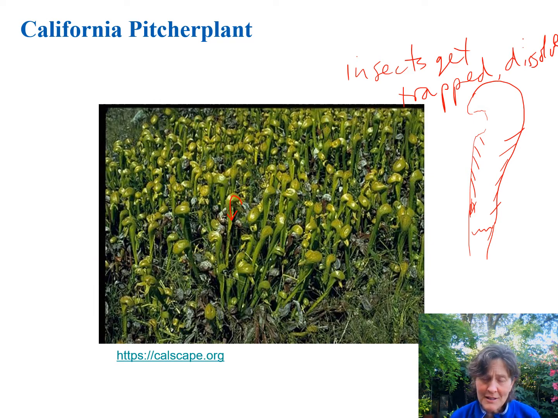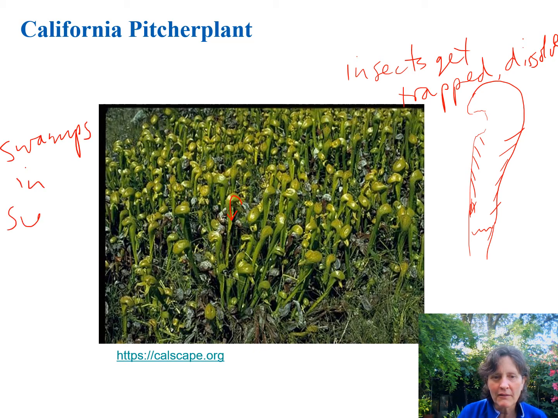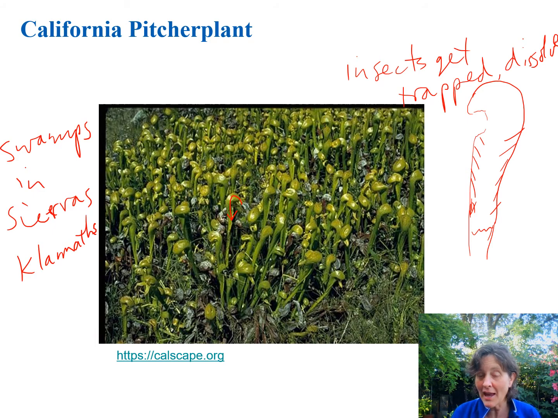And you can see these are green, so they still photosynthesize as well as trapping insects. So they get their glucose from photosynthesis, but they get their nitrogen for their DNA and their proteins by trapping insects. So very cool plant. You'll see these in places like swamps in the Sierras and the Klamath. So we tend to see them in the mountains and in the Klamath Mountains. I've seen many fields of California pitcher plant, and they have a beautiful flower, but this is a leaf adaptation that forms the pitcher.